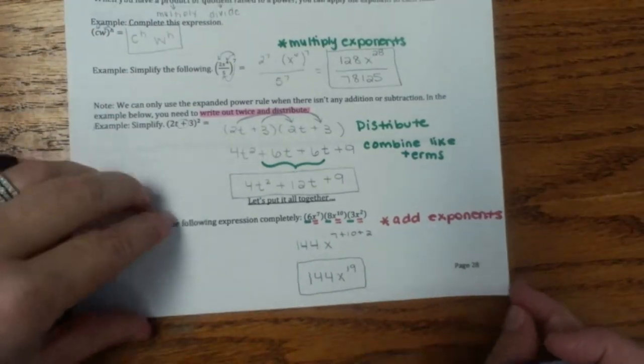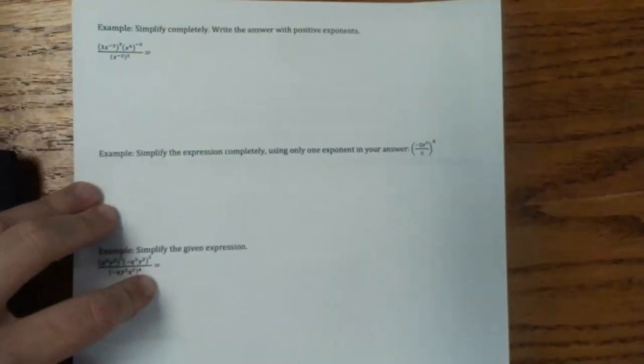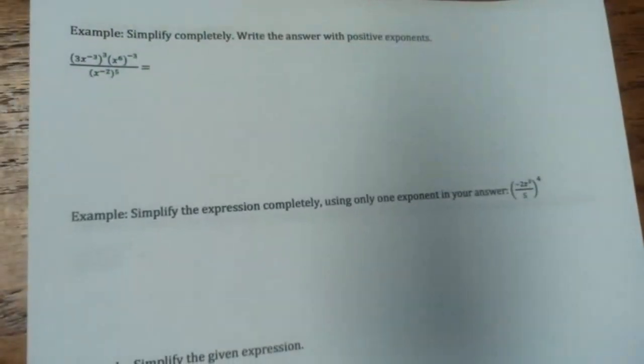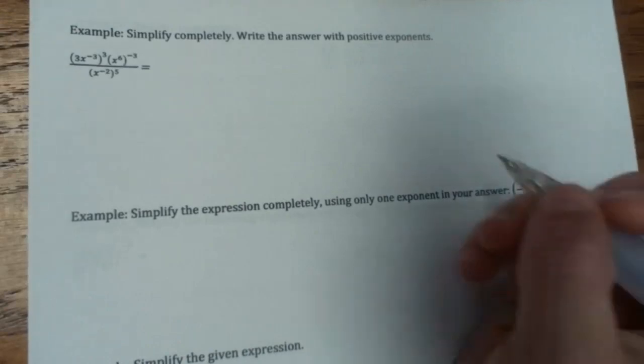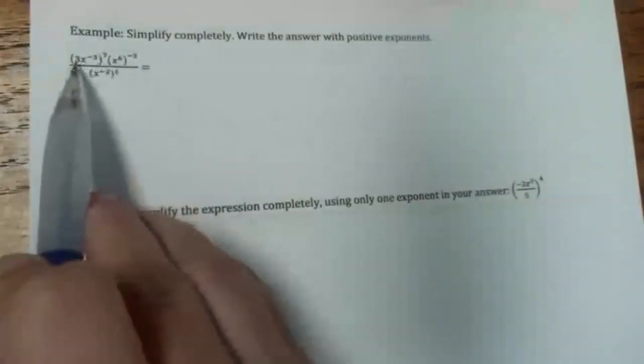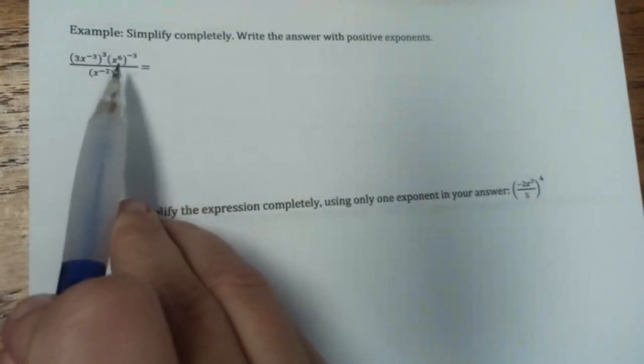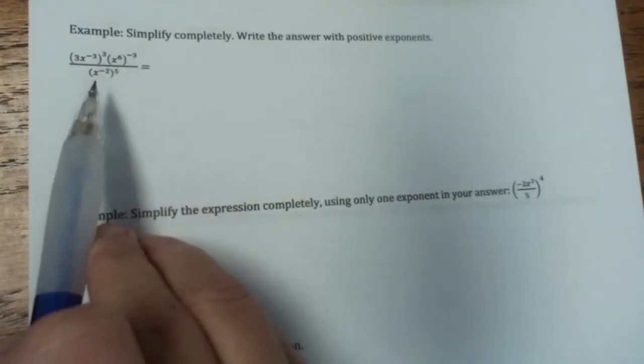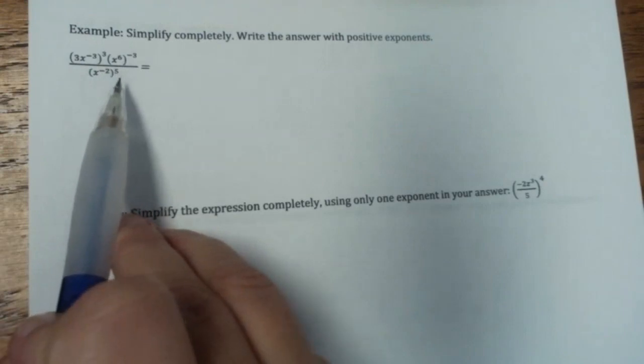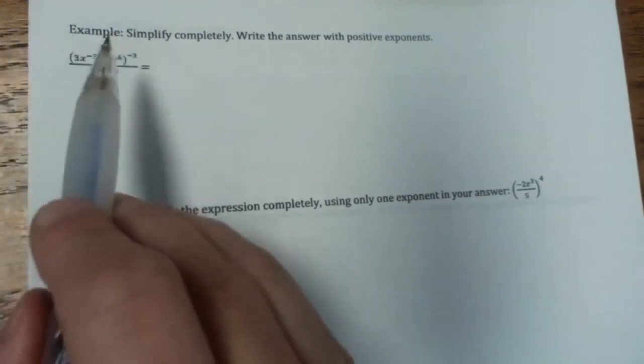All right, so let's keep rolling. Next page. So simplify completely and then write your answer with positive exponents. Let me zoom this in a little bit. There we go. A little better. So 3x to the negative 3 power cubed times x to the 6th to the negative 3 power all over x to the negative 2 power to the 5th. We got a lot of stuff going on.